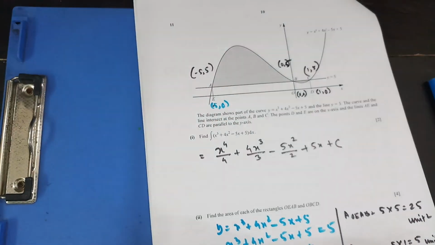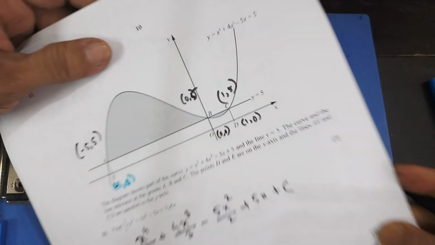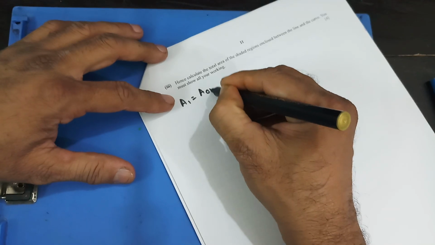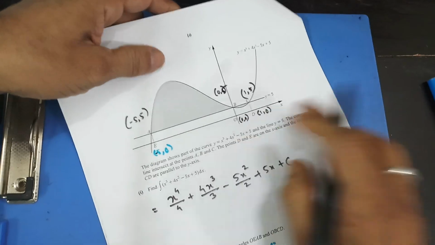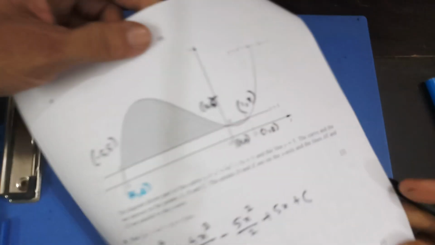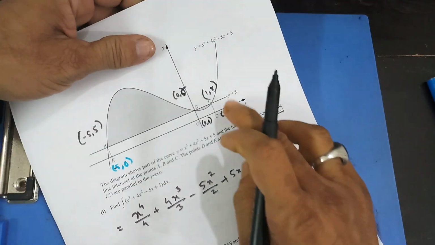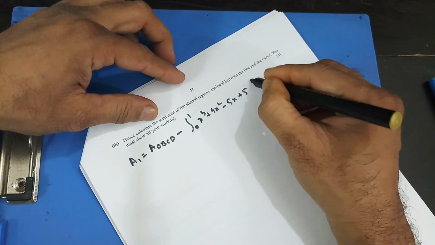Area 1 should be, see that one was 5. See, this rectangle was 5. So area of rectangle OBCD minus the integral from 0 to 1 of, and this equation is x cubed plus 4x squared minus 5x plus 5 dx.